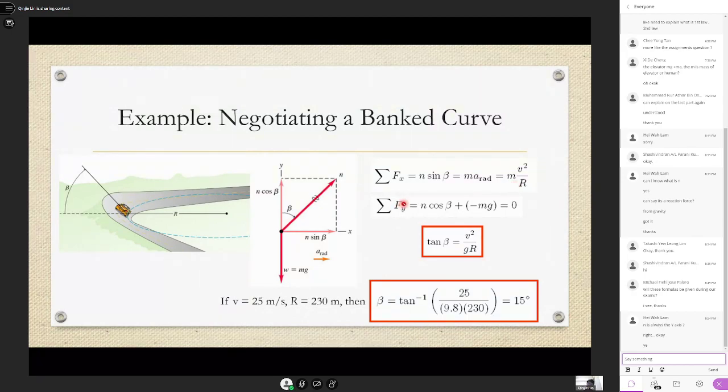Summation of forces in the y direction, you see what you have. You have n cosine beta. You also have mg pointing downwards. So you take n cosine beta minus mg, because mg is in the opposite direction, and the right hand side equals 0. This is your MA, because you ask yourself whether the car is traveling up or downwards. In this question, it's not, so acceleration in the y direction is 0.